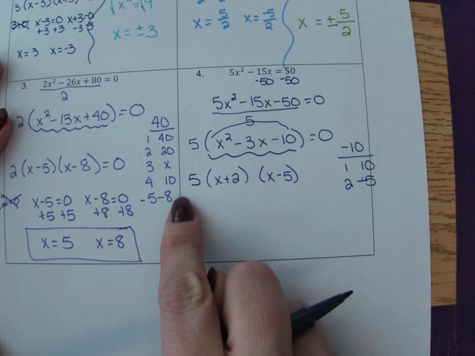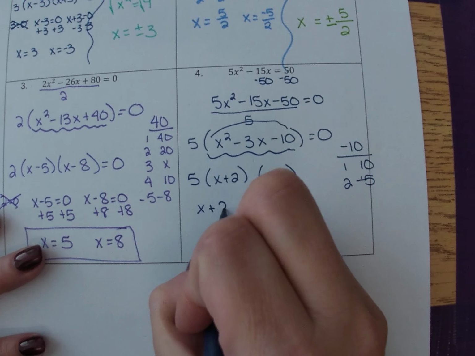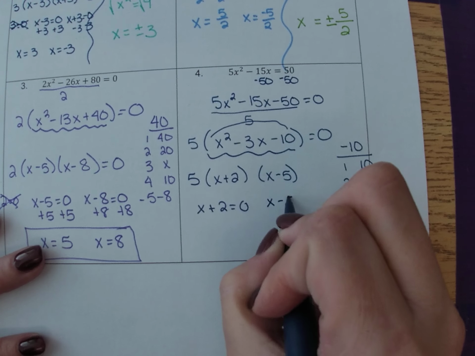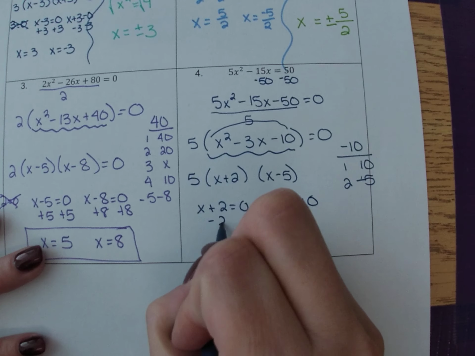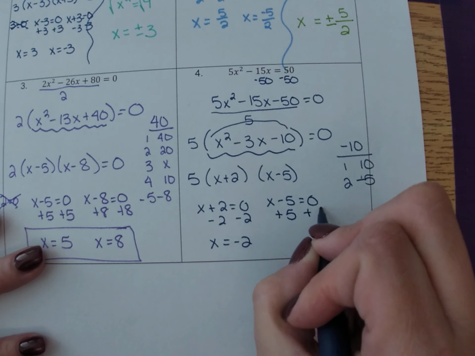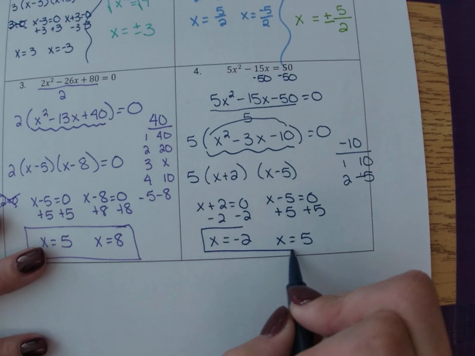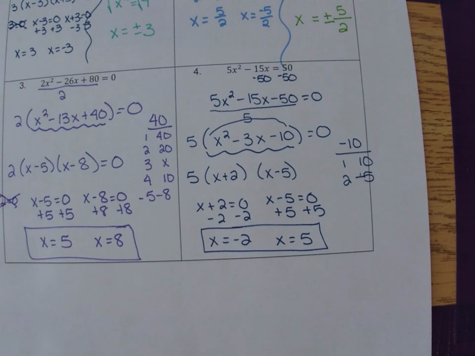Now this 5 again is really still part of it. But setting 5 equal to 0 is never going to happen. So that's just not worth solving. So we'll say x plus 2 equals 0 and x minus 5 equals 0. And we'll get answers of negative 2 and positive 5.